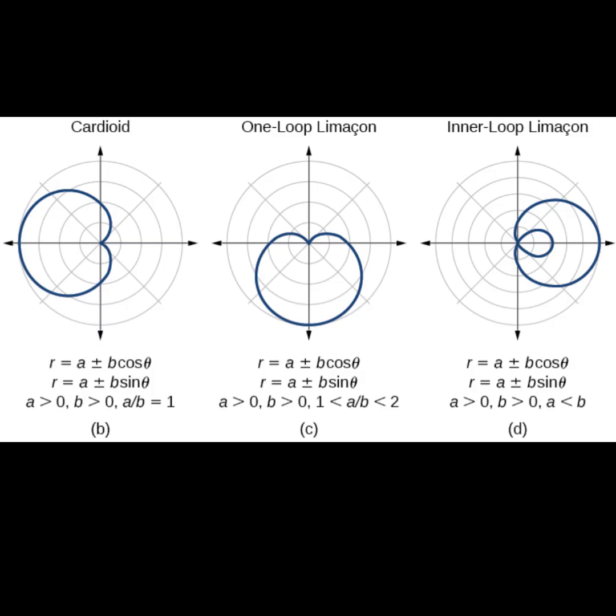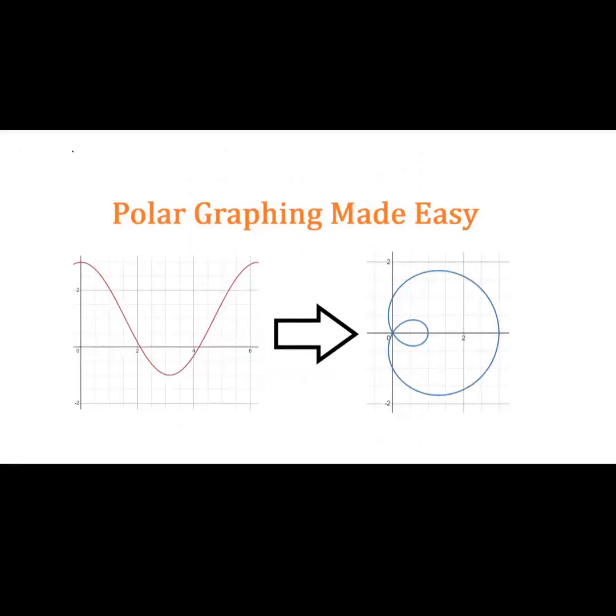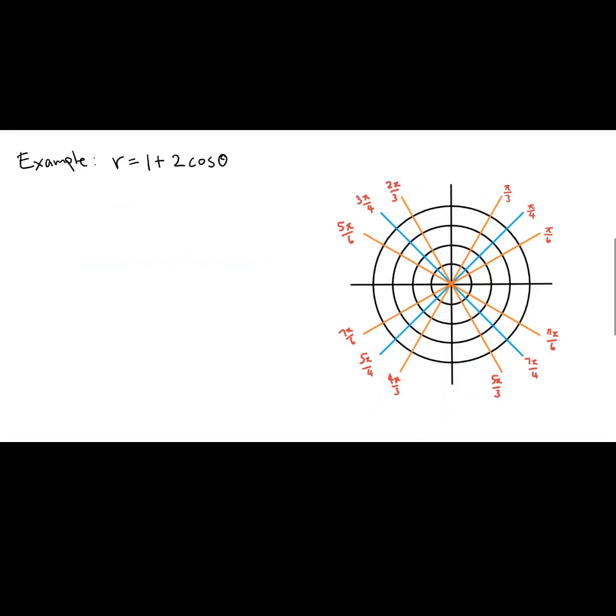Stop memorizing polar graph equations like cardioids and limacons. Two-column charts for r and theta are also overrated. Here's an easier approach. For our first example, we're going to be looking at r equals 1 plus 2 cosine theta, except we're going to be graphing it as if we had an x and a y axis, but instead, we're going to be labeling the axes with r and theta.